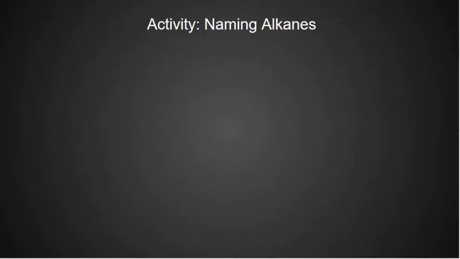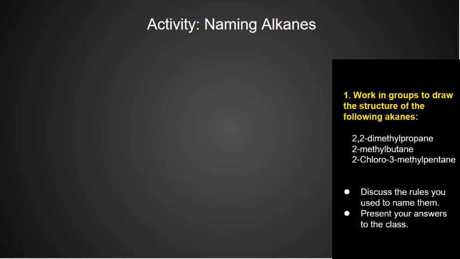Work in groups to draw the structure of the following alkanes. So now, if you are watching this video as a class, then you can quickly do this, but if you are alone, then you can also do it yourself. They are asking us to draw the structure of 2,2-dimethylpropane, 2-methylbutane, then 2-chloro-3-methylpentane. You also have to discuss the rules you use to name them. Present your answers to the class. So you can quickly pause this video and attempt it.